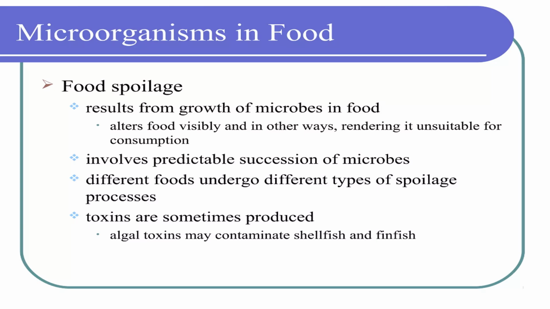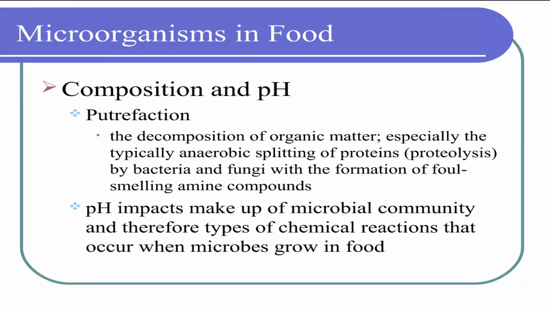Food spoilage, which results from the growth of microbes in food, alters the food visibly and in other ways, rendering it unsuitable for consumption. It involves a predictable succession of microbes. Different foods undergo different types of spoilage processes. Even toxins are sometimes produced. Algal toxins may contaminate shellfish and finfish.